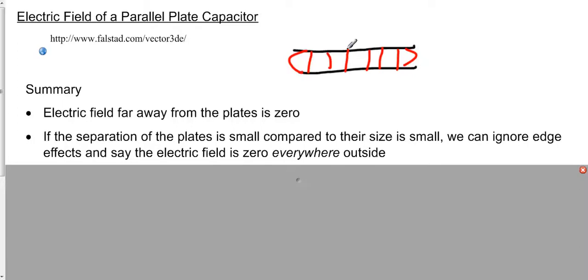And even more important, if we go further away, we can say the electric field is zero everywhere outside. As long as these plates are close, we can say right here, at this point, there is no electric field. That's going to make our life a lot easier, and it's a great assumption to make, and it's actually quite true so long as the separation is small compared to the size of the plates.